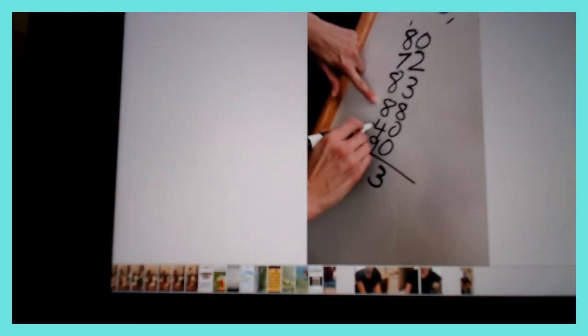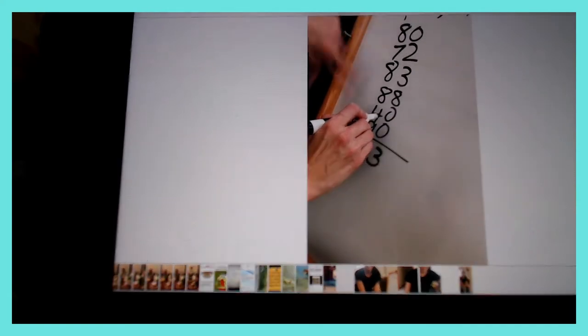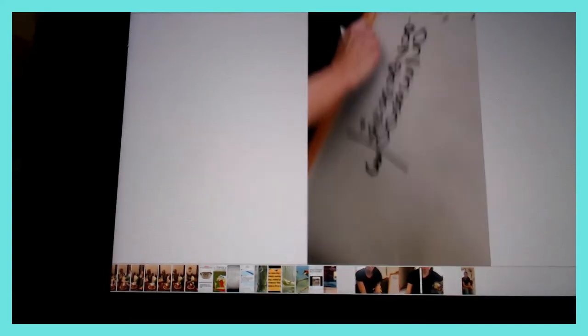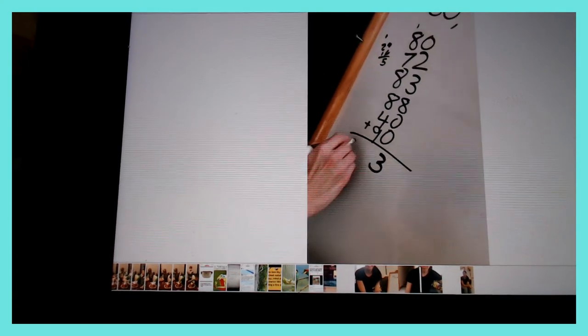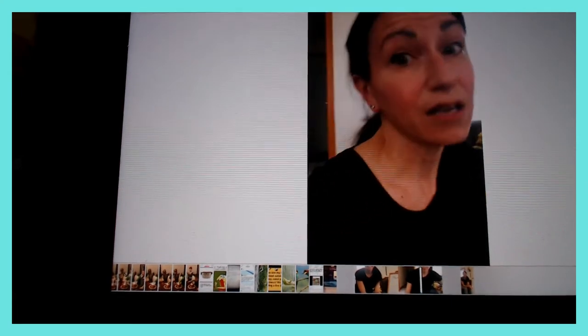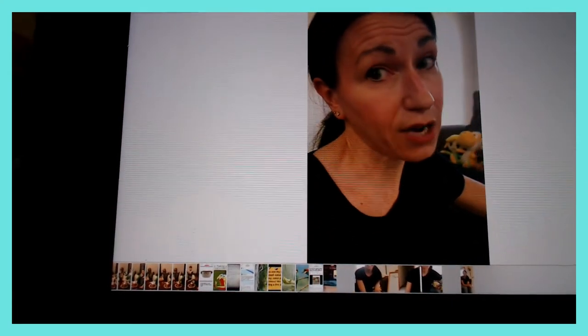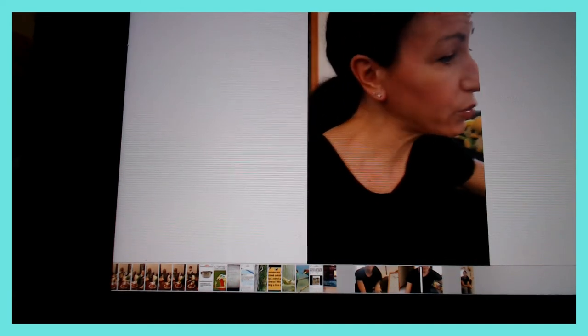Adding them up, I got 453. Again, Sonic is not getting a 453%. We need to, step two, divide by the numbers in our data set.